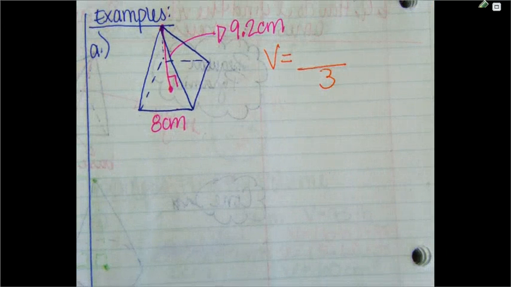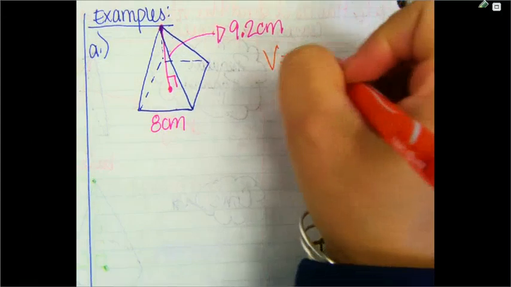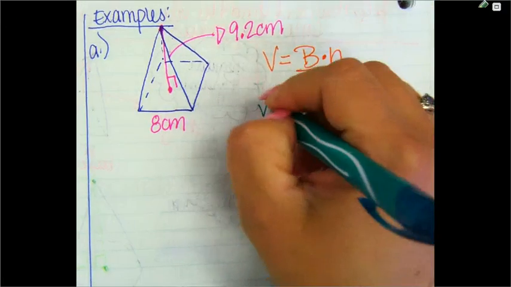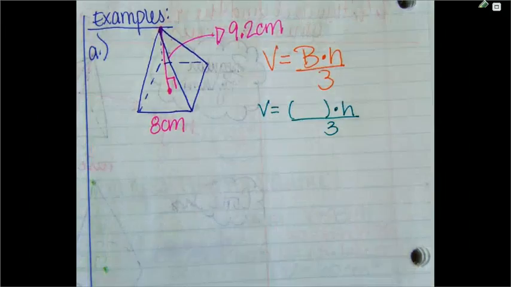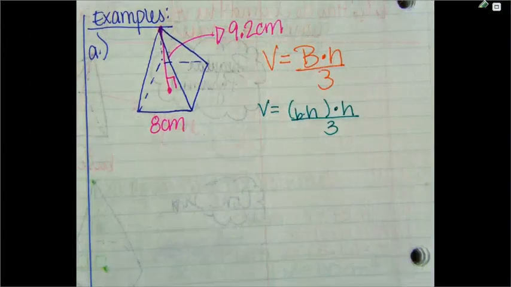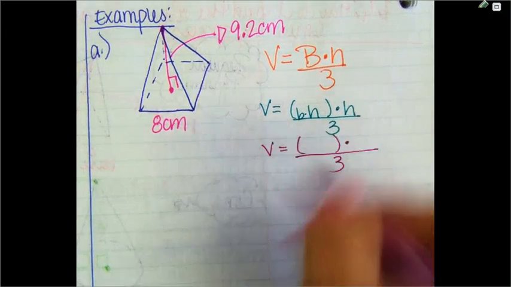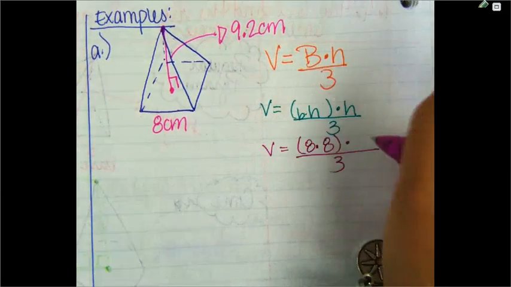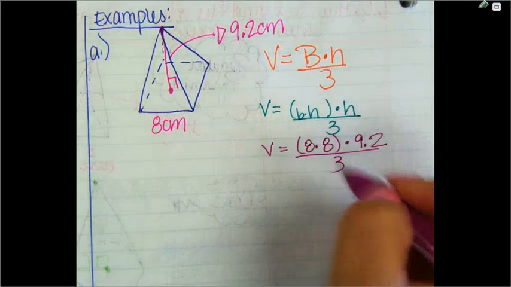All right, let's start. What's the formula? Volume equals what? Area of the base times the height. What is the formula for area of the base? Base times height. What goes inside the parentheses? 8 times 8. On the outside times what? 9.2. All right. Multiply.